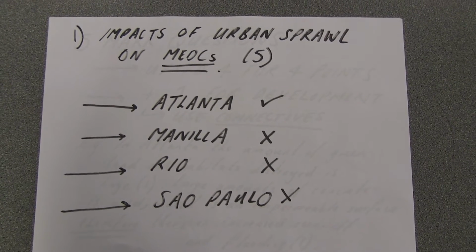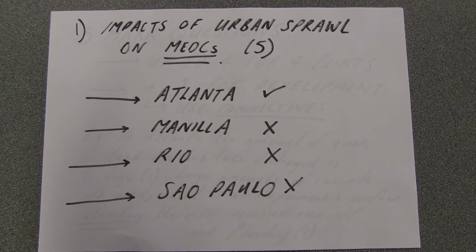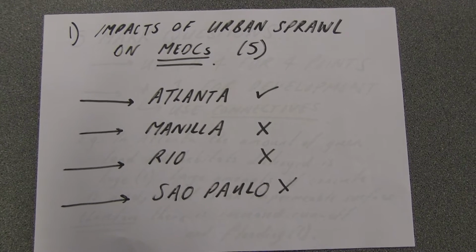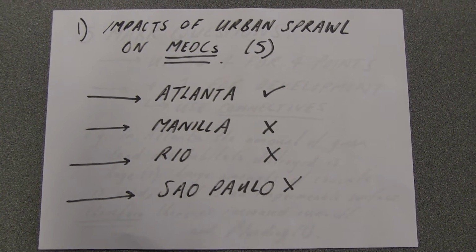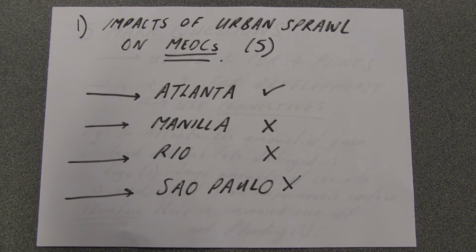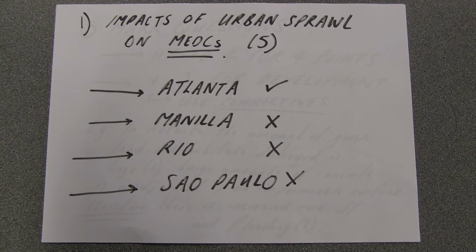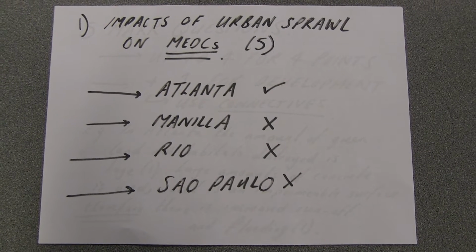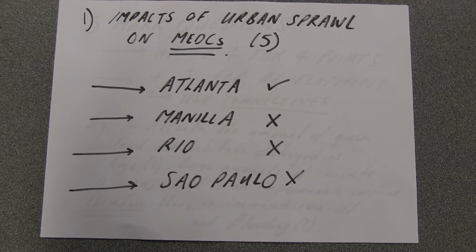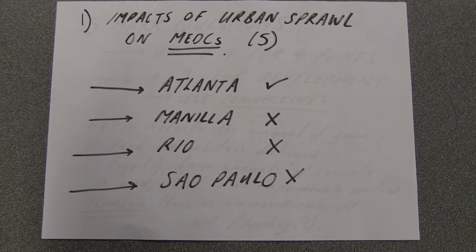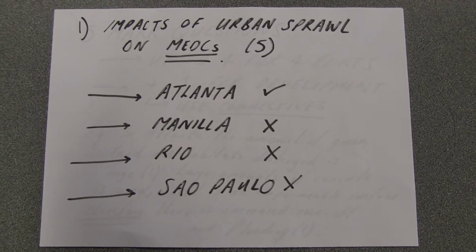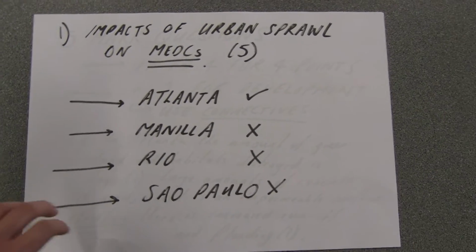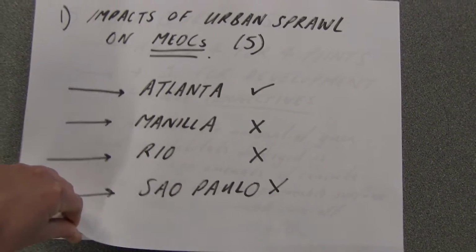Okay, now one of the skills that I keep telling you to do is to underline and box the command words. Not many people did this because you didn't talk about MEDCs. Below are some of the case studies that we've looked at. We looked at Atlanta, or Sprawlanta, for urban sprawl. We looked at Manila, Rio, and Sao Paulo, all LEDCs. Atlanta, United States of America, MEDC. If you didn't talk about Atlanta, you couldn't pick up any marks.